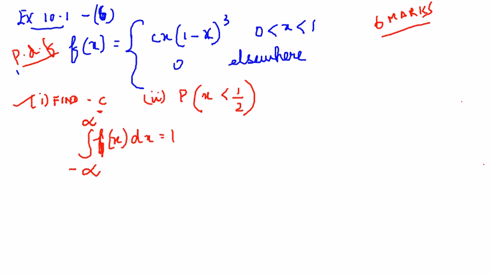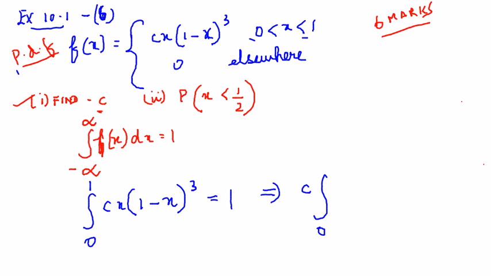So we are going to apply the same rule. But in this case, what are the limits that are given to us? 0 and 1. So between the limits 0 and 1, what is the value of f of x? Cx into 1 minus x the whole cube is equal to 1, right? So now C is a constant, so I'm going to take C outside. Between the limits 0 and 1, x into 1 minus x the whole cube should be equal to 1.